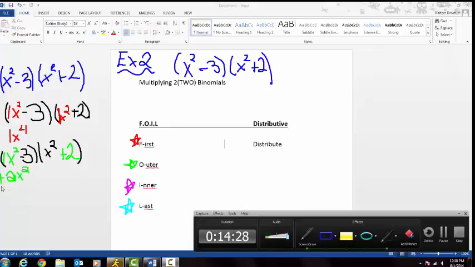Now we're going to do our inner terms, which is x squared minus 3. And we have another x squared plus 2. Okay? Now we're going to multiply those two terms. And negative 3 times 1 is negative 3. And you're just going to tack on the x squared because there's no x value here.